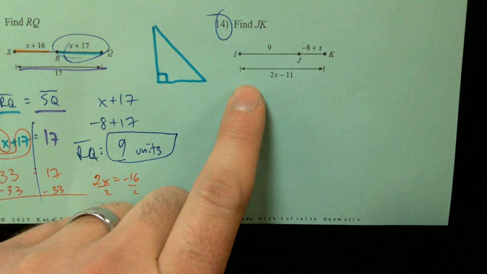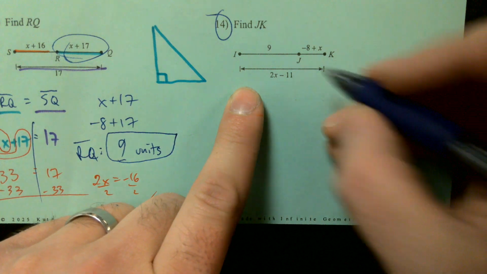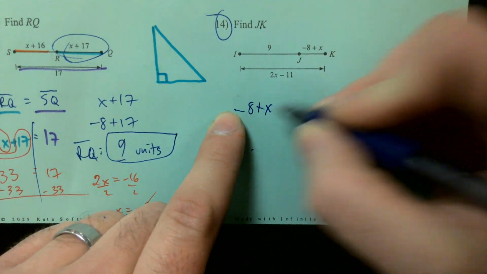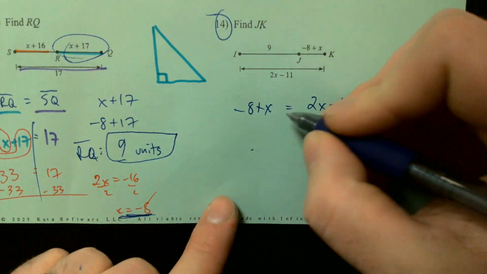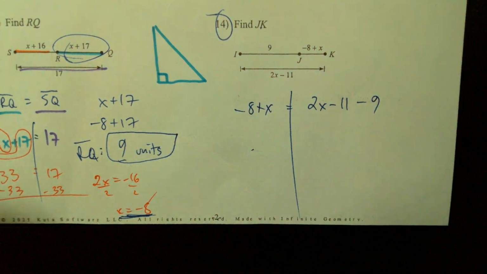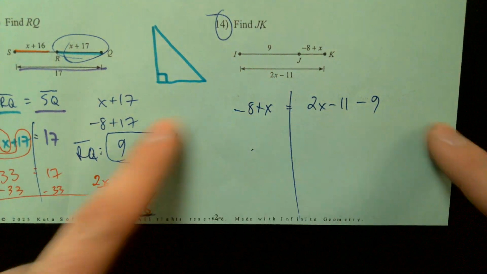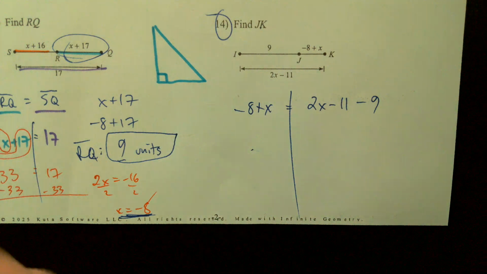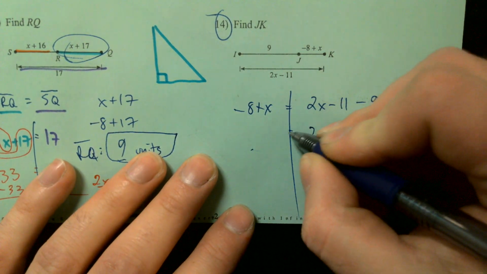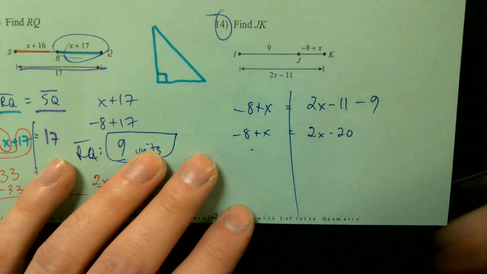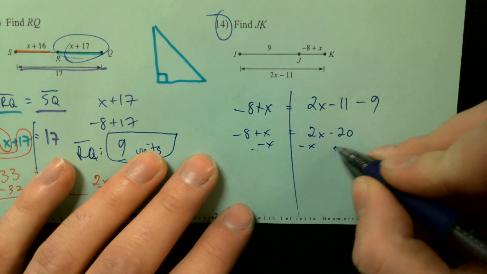All right, JK. Here I'm going to find JK. I set up negative 8 plus x equals my big one minus my other little segment. Some of you may have set it up differently. This might be the first step after the way you set it up. I'll just cut a corner right there. 2x minus 20. I'm going to subtract x and add 20.